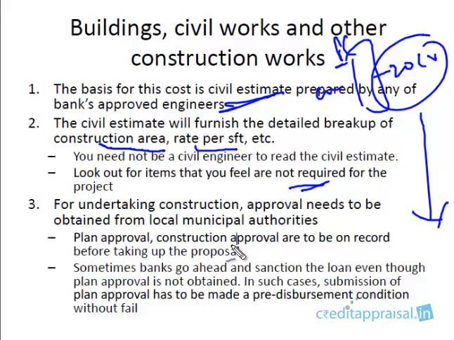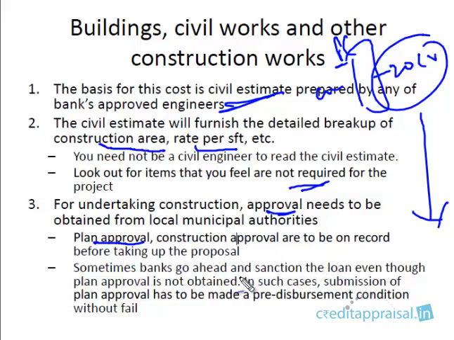Another important aspect when it comes to civil works is the approvals. For construction, approvals need to be taken from the local municipal authority. So it's very important that you call for plan approval. When the company comes for project finance, you inquire what is the status of the plan approval. It has to be on record, because without it, construction cannot commence.